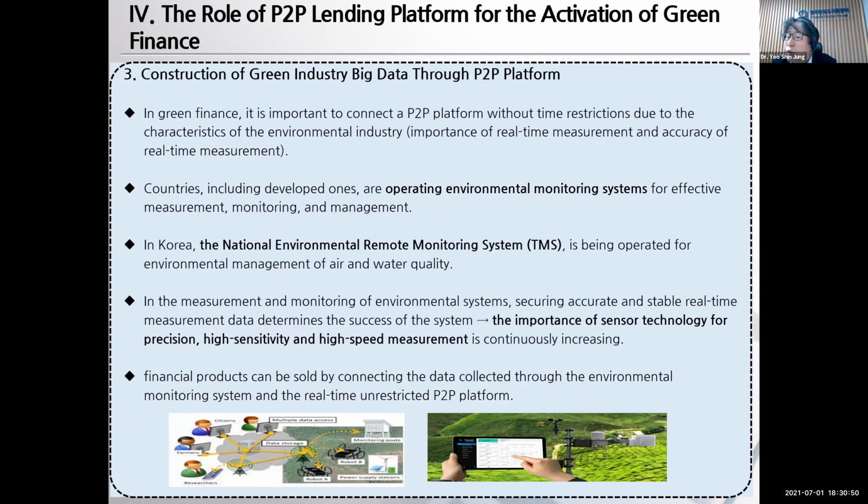Third, construction of green industry big data through a platform is pretty important. In green finance, I think it is very important to connect a P2P platform without time restriction due to the characteristics of the environmental industry. The importance of real-time measurement and its accuracy: in the measurement and monitoring of environmental systems, securing accurate and real-time data determines the success of the system. So I think not just green finance but green digital finance, with digitalization connected with each other, is pretty important.